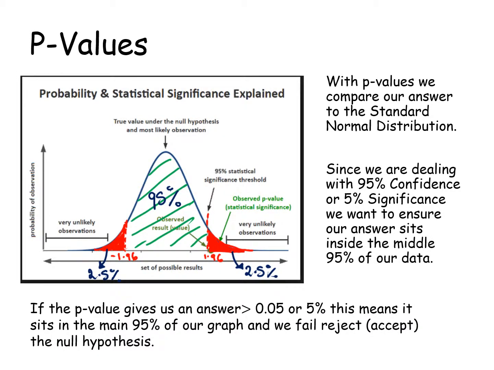If it's greater than 0.05, that means that it will sit in the main 95% of our graph, and we fail to reject it. Okay, so if the p-value is bigger than 5%, it's beyond our tails, because remember we only have 5% between our tails. So if it's bigger than 5%, it's going into the middle, and that is good.